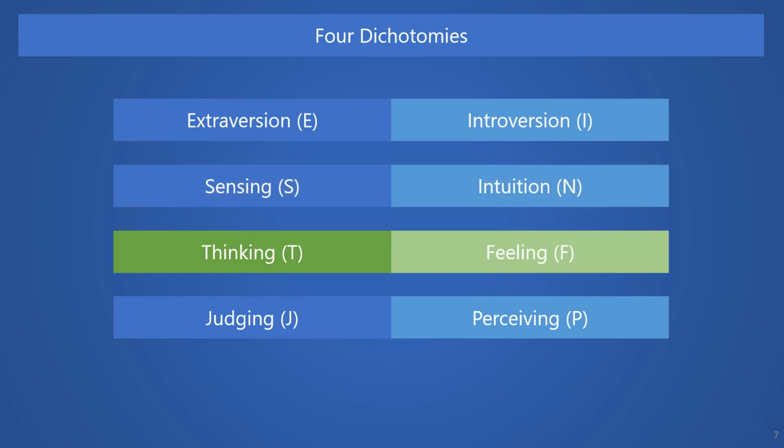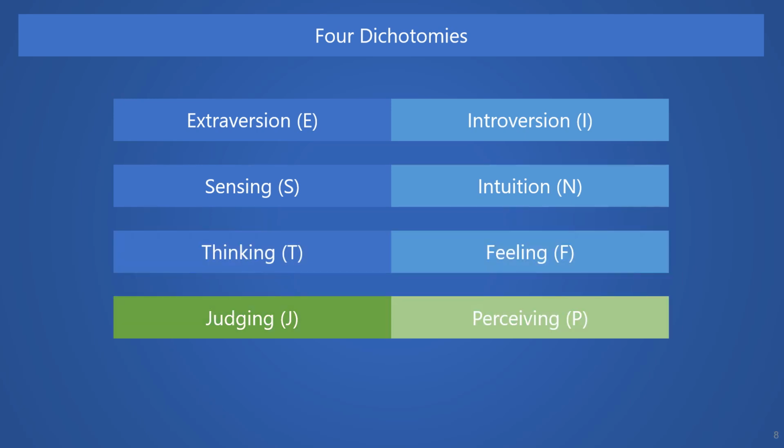Thinking, feeling. Thinkers prioritize logic and objective criteria when making decisions. They value fairness, consistency, and tend to be analytical and detached in their decision-making process. Feelers prioritize values and subjective considerations. They are empathetic, value harmony, and make decisions based on personal values and their impact on others.